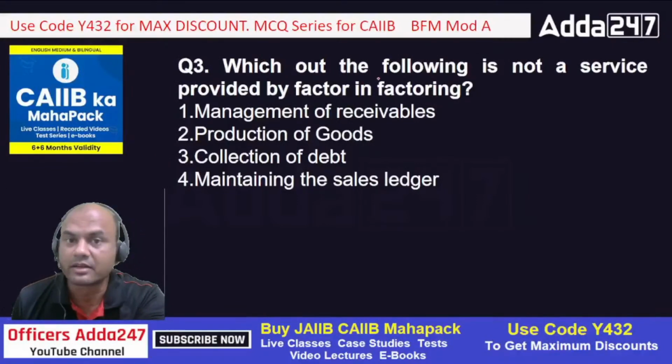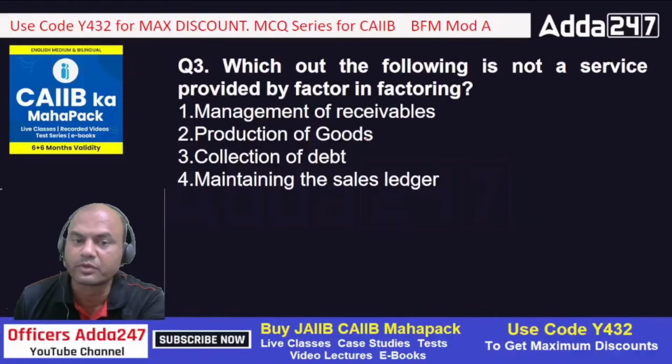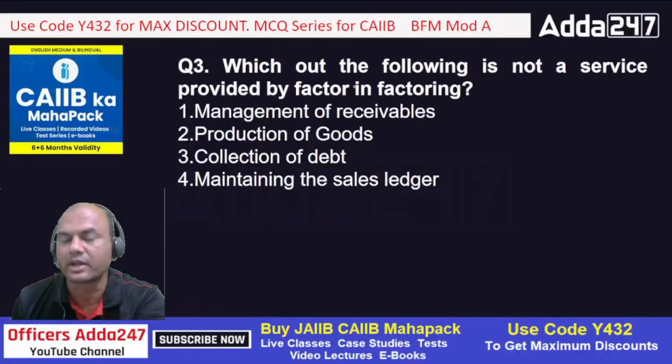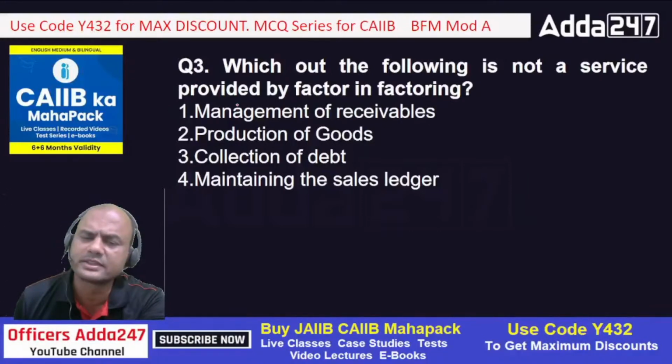Which of the following is not a service provided by the factor in factoring? I have told you 3 services earlier: management of receivables, production of goods, collection of debt, and maintaining the sales ledger. So which one among these is not a service provided by the factor? Type fast. Very easy, isn't it?